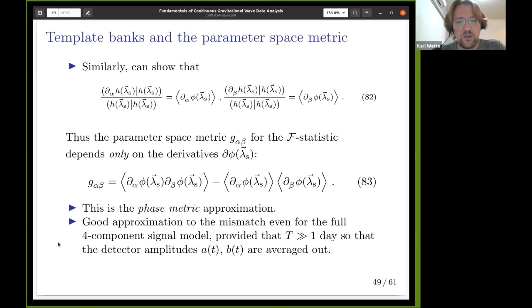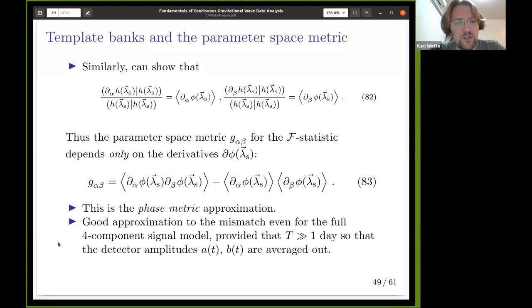So you basically have the result in equation 83, where the metric is given, and there are relatively simple terms involving just the derivatives of the phase with respect to the various parameters. And then you do this time integral. So this is a well-known result in the field, which is the phase metric approximation. It's called phase because it always just depends on the phase.